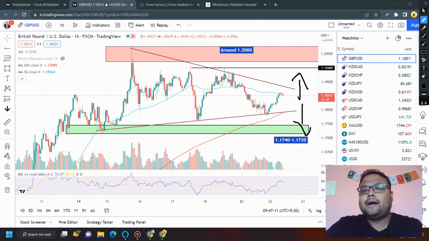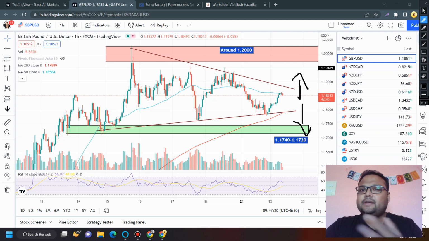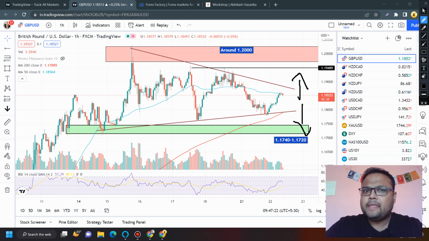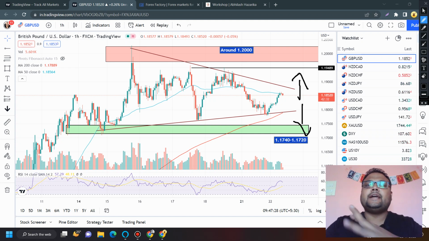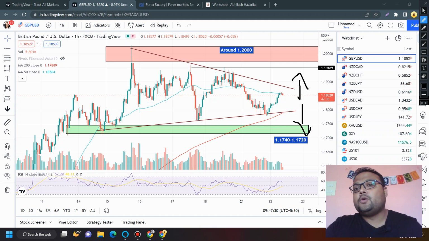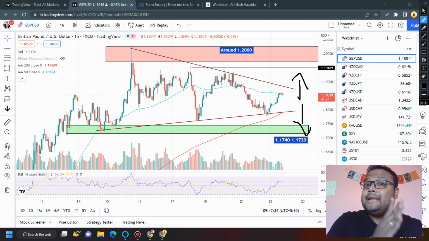I'll request everyone to draw two lines like this, and in case we see a breakout scenario, especially during Thursday or Friday, you can go for a trade. A symmetrical triangle pattern is usually considered a bilateral pattern, so you cannot be too sure in which direction the market will move. The market may go up as well as down. You need to wait for the right time, because it's a bilateral pattern.